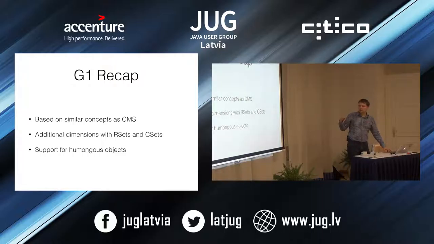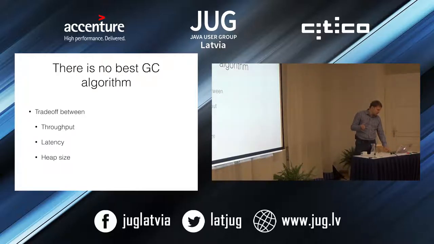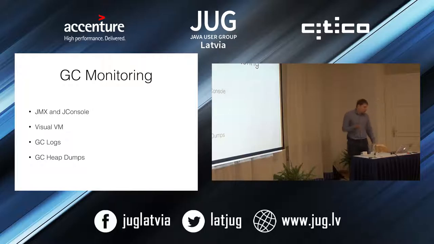There's support for what's called humongous objects. If you want to have 10 megabytes on a heap, how is it actually laid out? And there is no best GC algorithm. All garbage collectors trade off between throughput, latency, and heap size. Some of them could perform better on small heap sizes, others perform better on large heap sizes. Some take less CPU but give you more stop-the-world pauses, others the opposite.